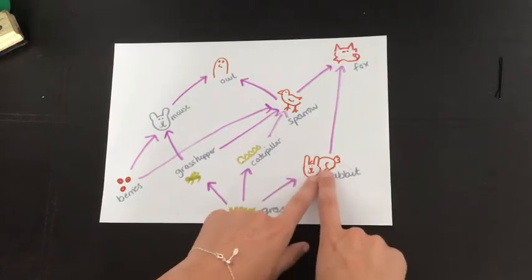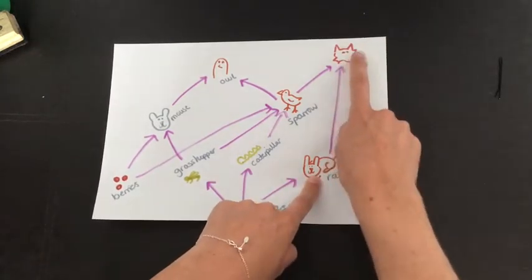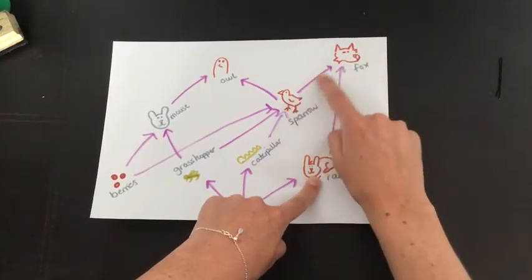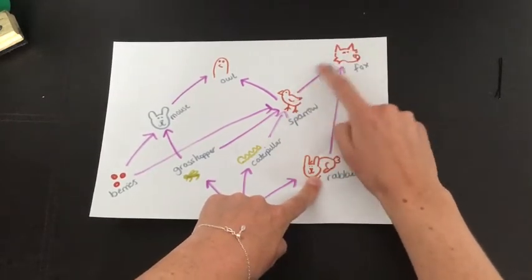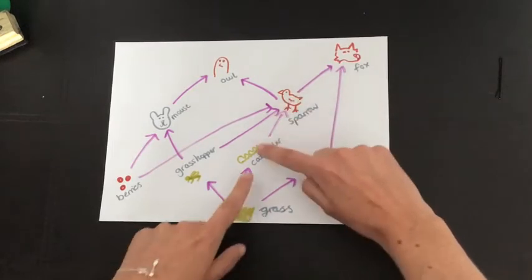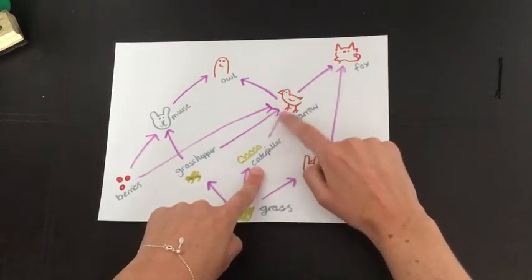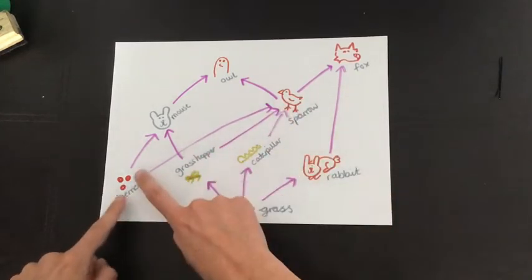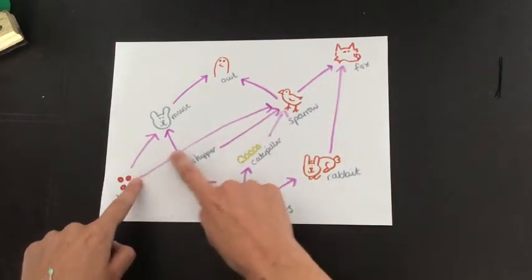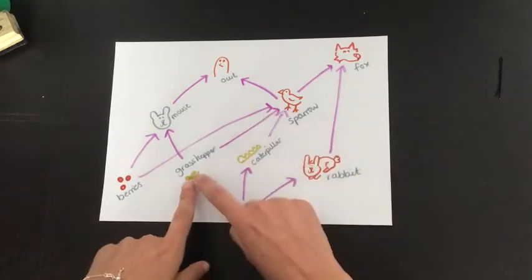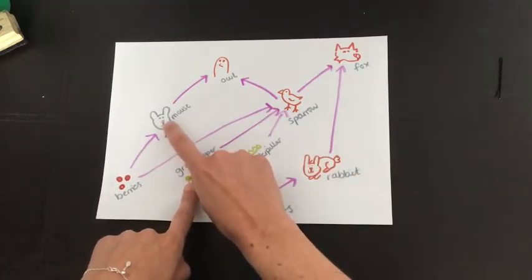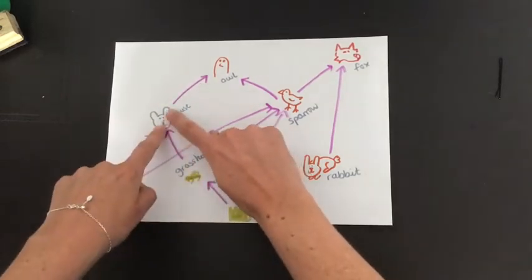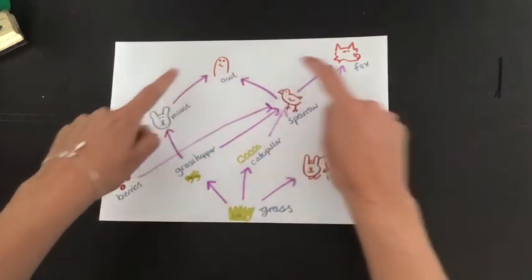Now the rabbit is eaten by the fox, but the fox also eats a sparrow. Now the sparrow eats the caterpillar, but the sparrow also eats grasshoppers, and the sparrow also eats berries. You can see these lines connecting them all together. The grasshopper's eaten by the mouse, but the mouse also likes to eat berries. And the mouse is eaten by the owl, and so is the sparrow here.